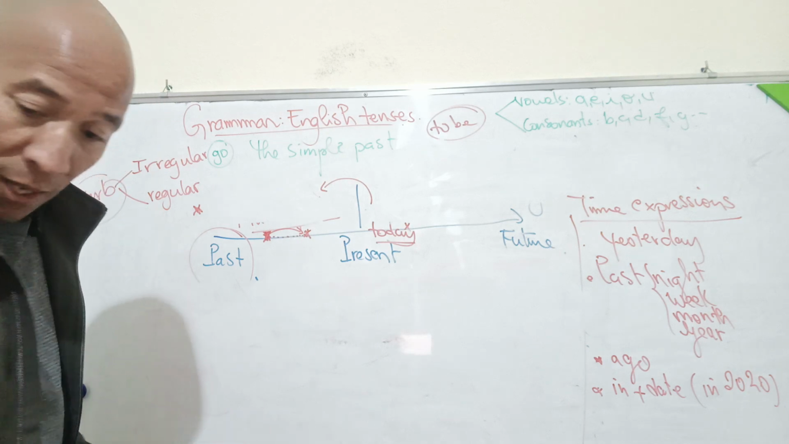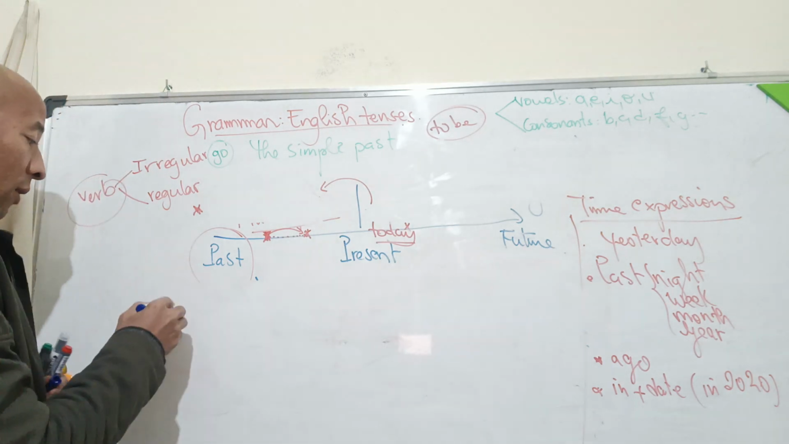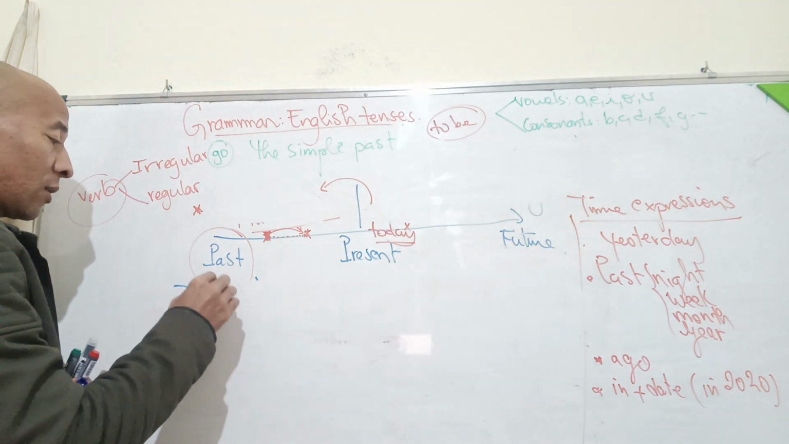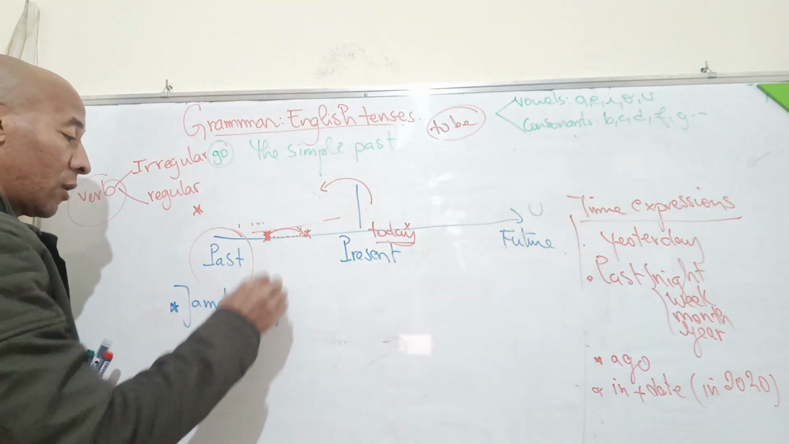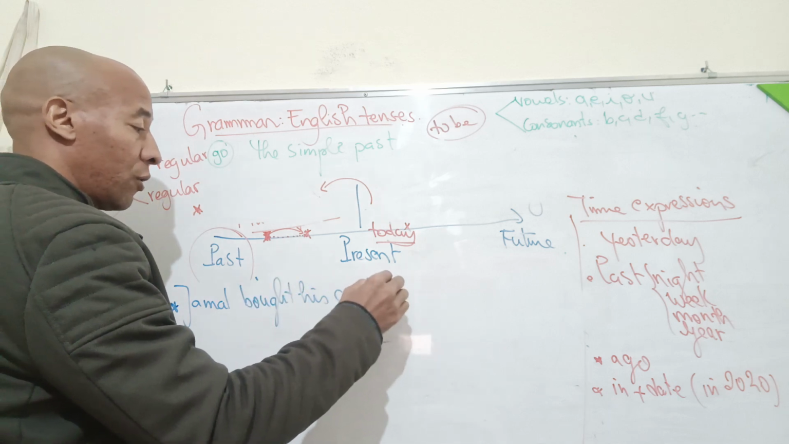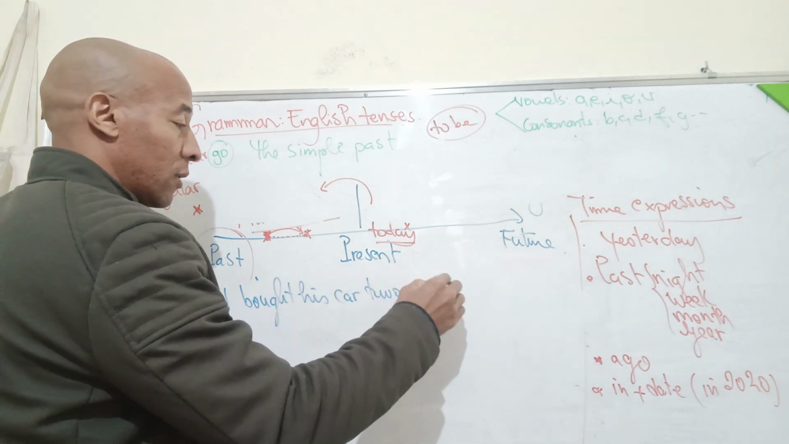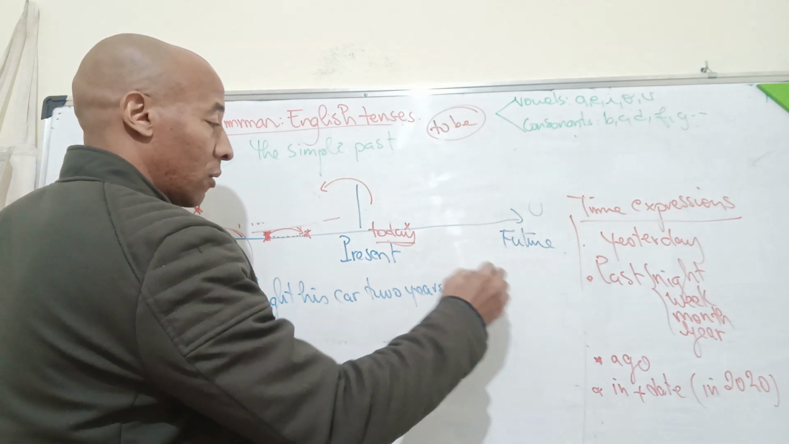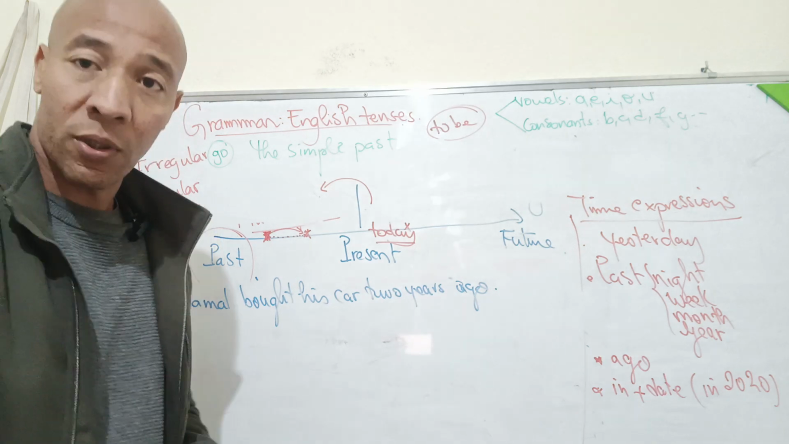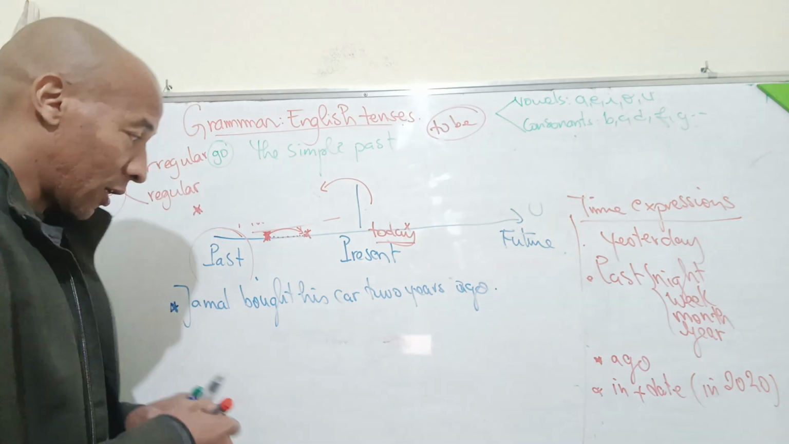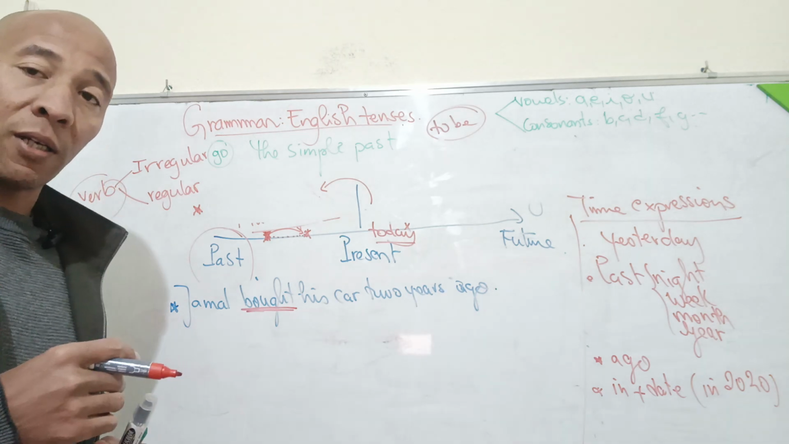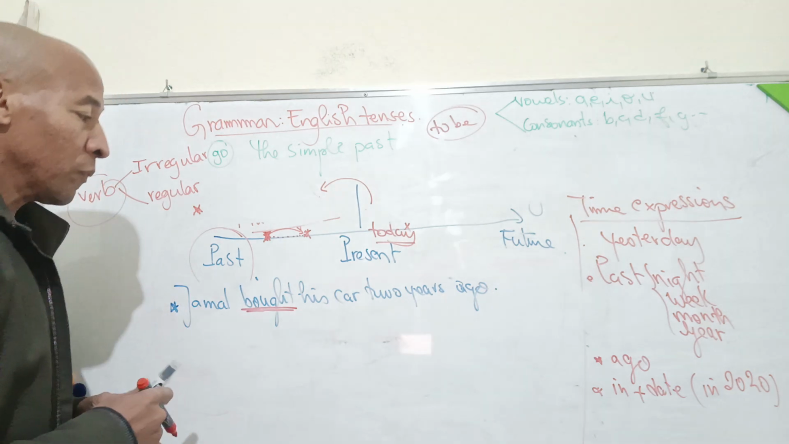Now I will have this example. Jamal bought his car 2 years ago. Of course, bought is an irregular verb, right?